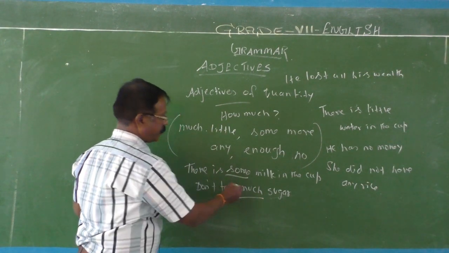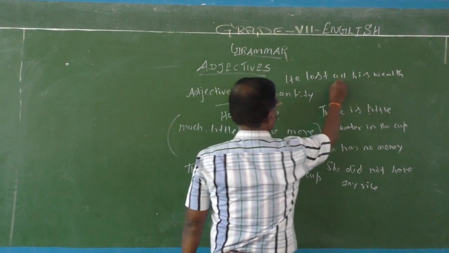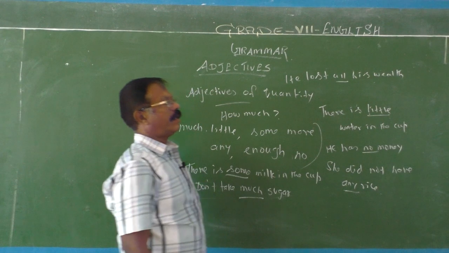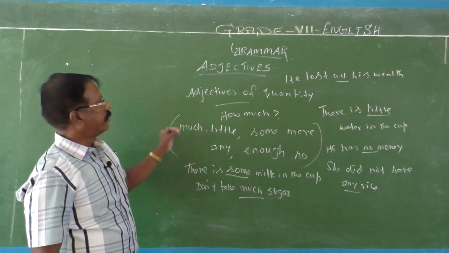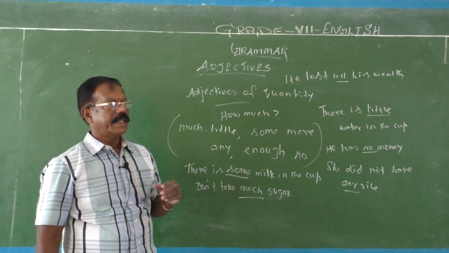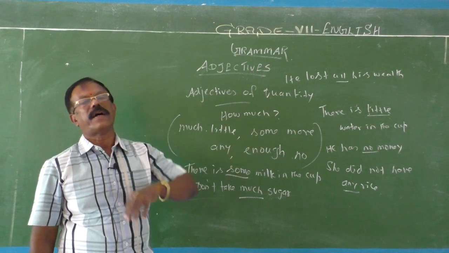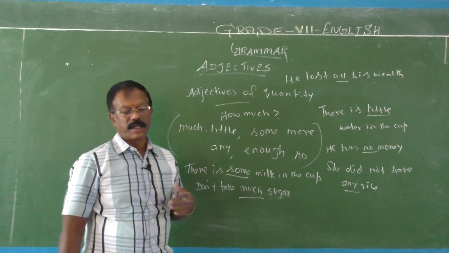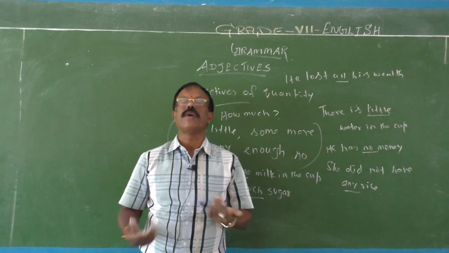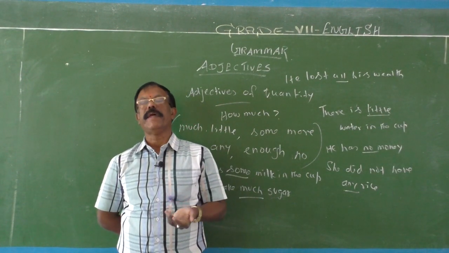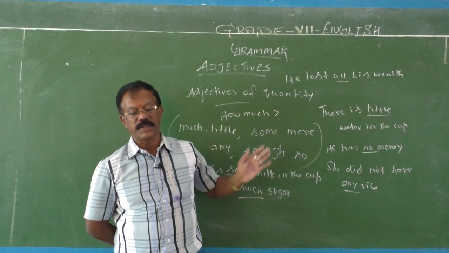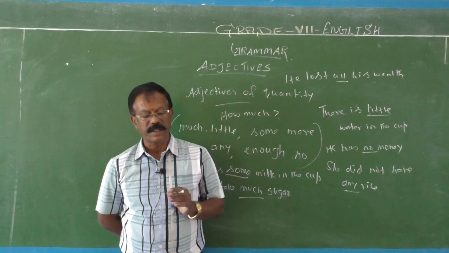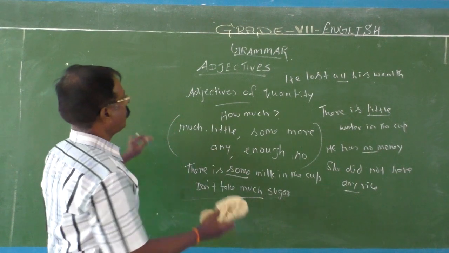Some, much, all, little, no, any. All such words are called adjectives of quantity because they describe the quantity of the things you have. The quantity here stands for how much you have, how much thing is meant. Okay, so these adjectives of this kind are used very much to describe the quantity. Okay, fine. Next, adjectives of number.